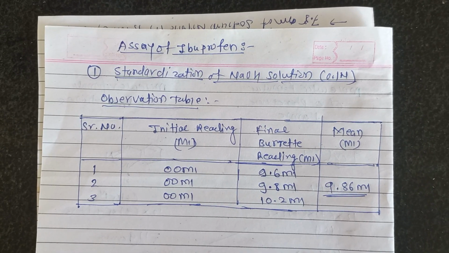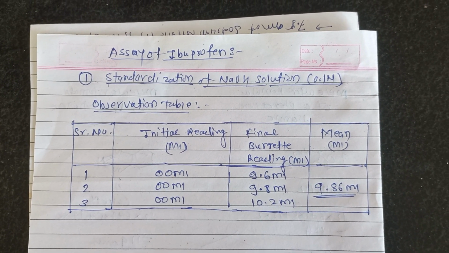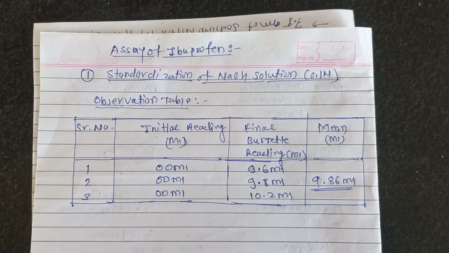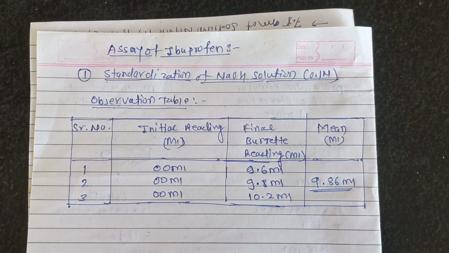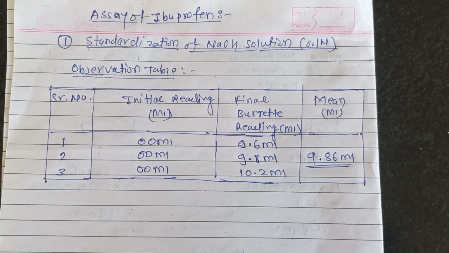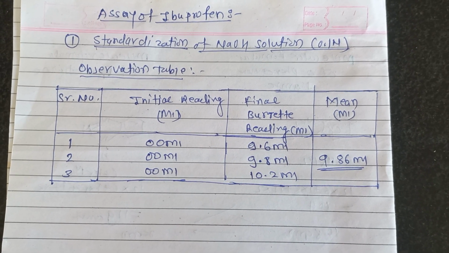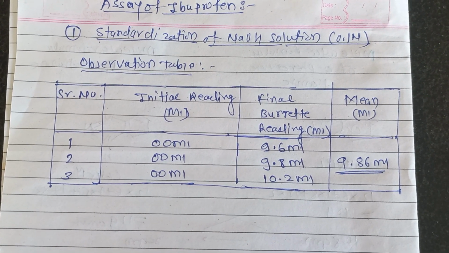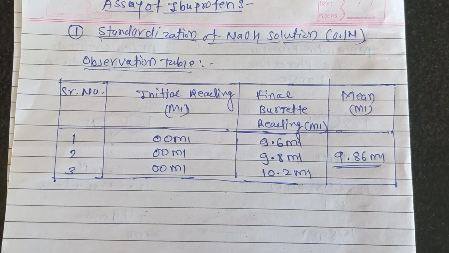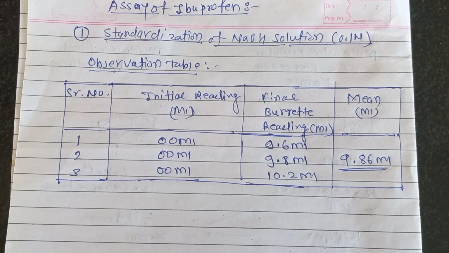Okay, I have taken 3 readings of the titrations for the standardization of NaOH solution. The first reading was found to be 9.6 ml. Here we have the observation table: initial reading in ml, 0.0 ml, then the final burette reading in ml, that is our actual reading.